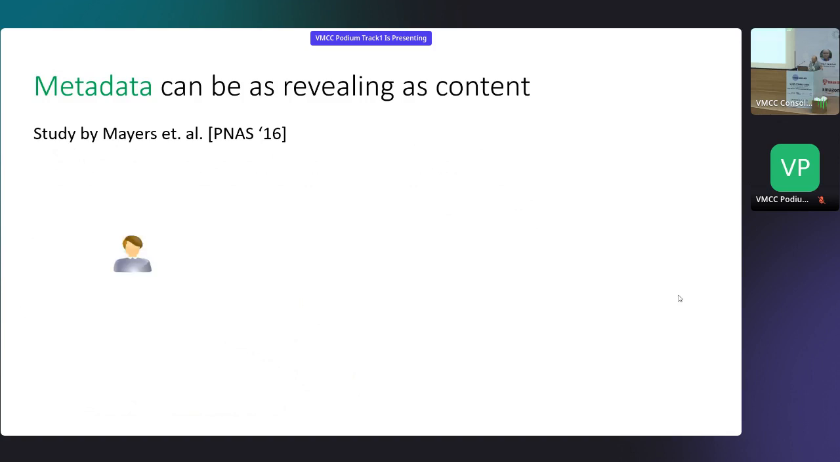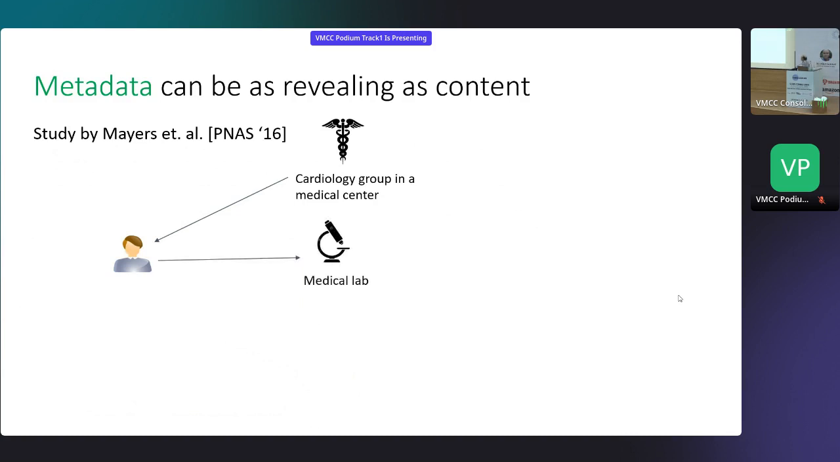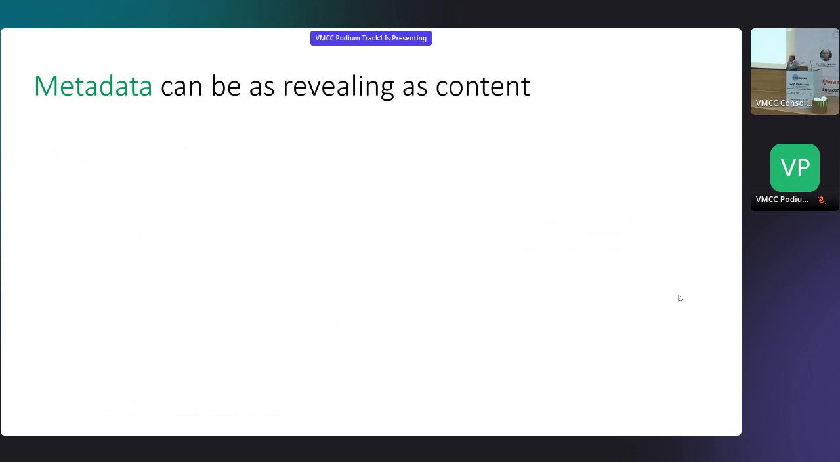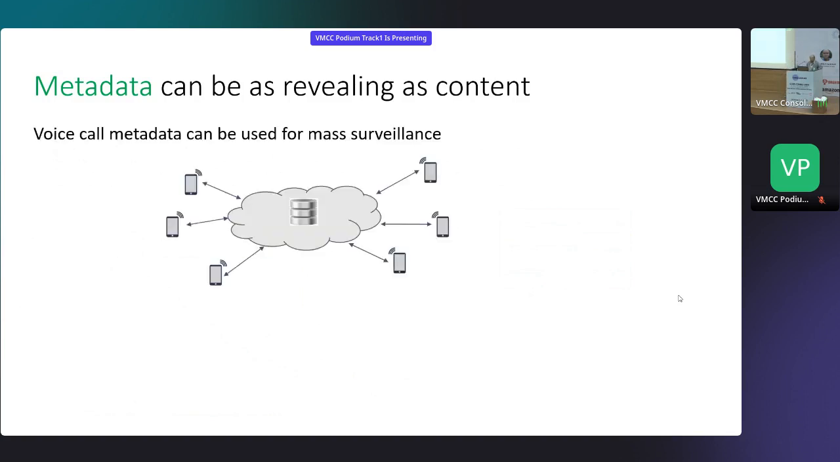So this problem has been studied for a while, and here is another example. If somebody accesses the cardiology group first in a medical center, then goes to a medical lab, and then finally calls a hotline for cardiac arrhythmia, then you can figure out what is happening without even knowing what the patient was talking about, just by knowing that he talked to all these people. So voice call metadata can be used for mass surveillance. If you're a whistleblower, somebody who reports on what is happening badly in a company, then they're going to be revealed.